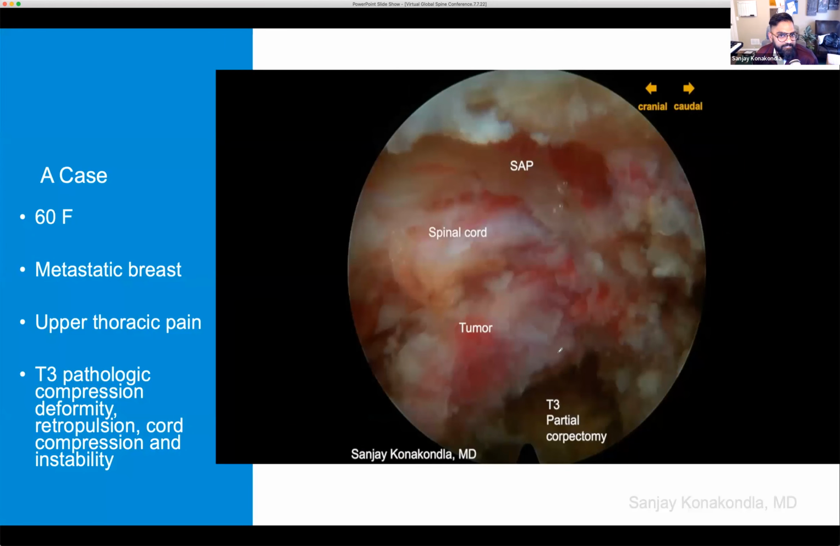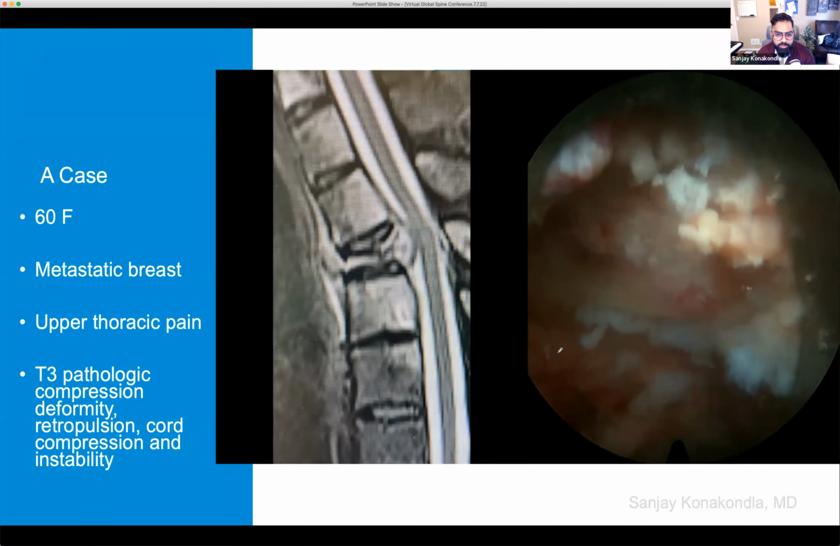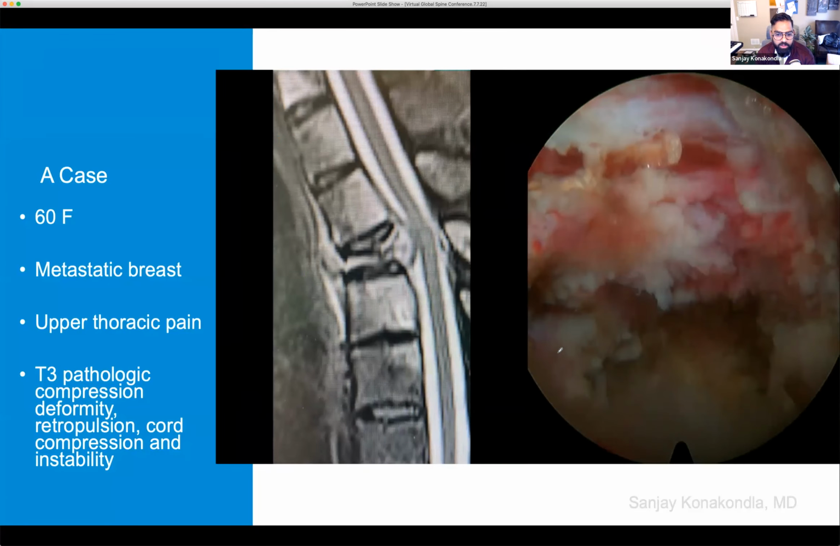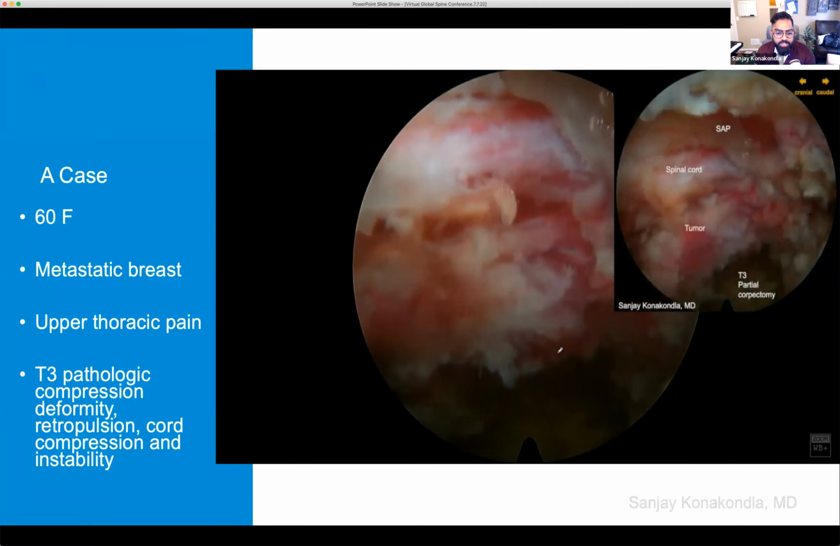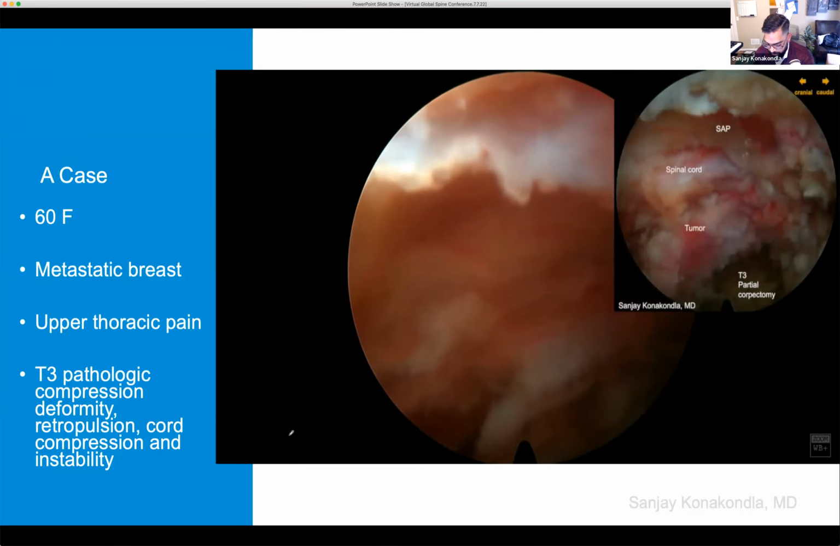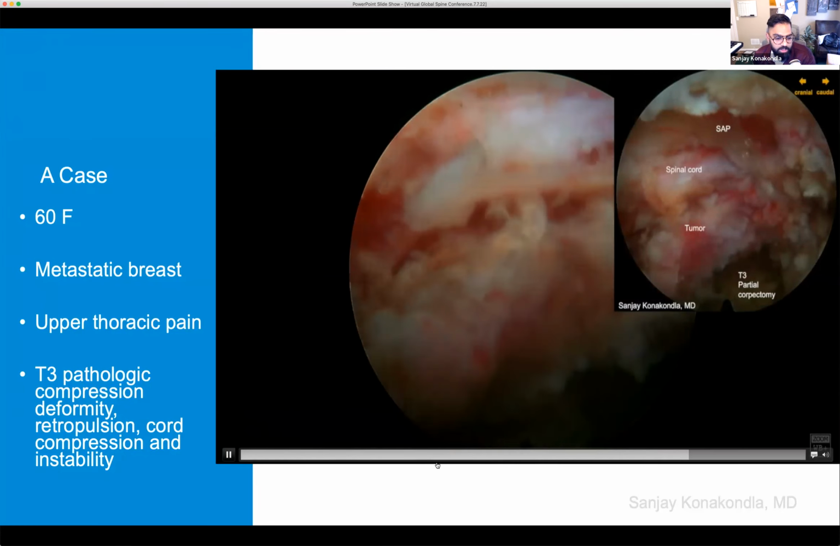This is a 60-year-old female with metastatic breast cancer. She had upper thoracic pain, and imaging showed a T3 pathologic compression deformity with spinal cord compression. This is us getting into that disc space. I'll slow that video down.